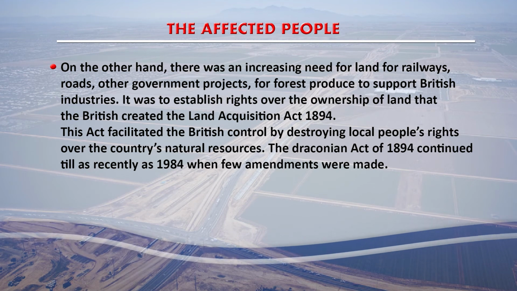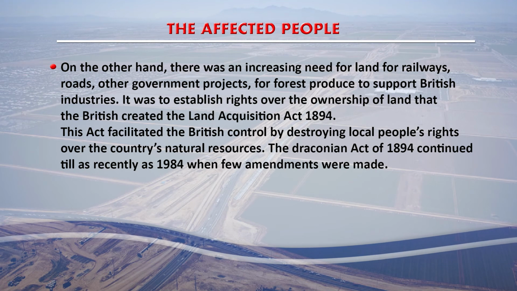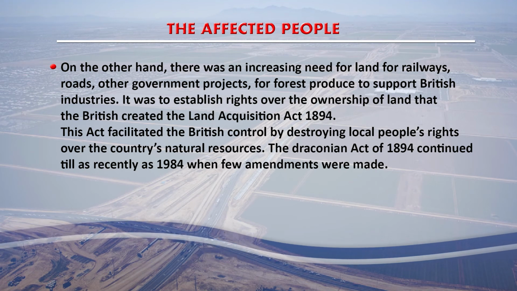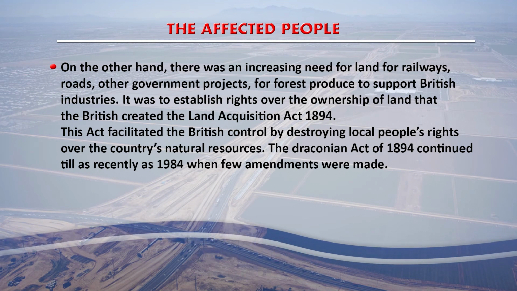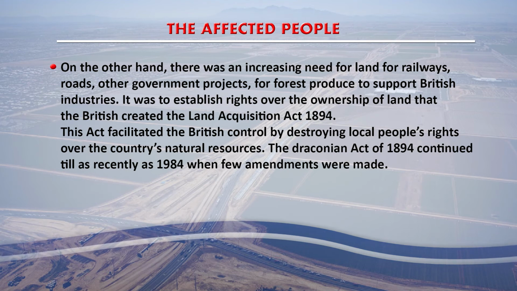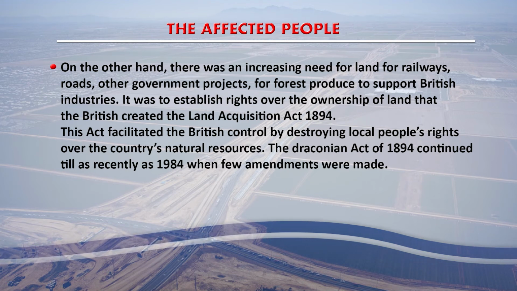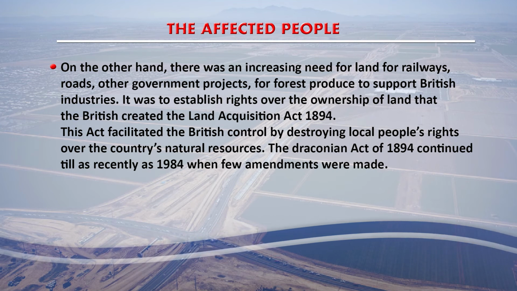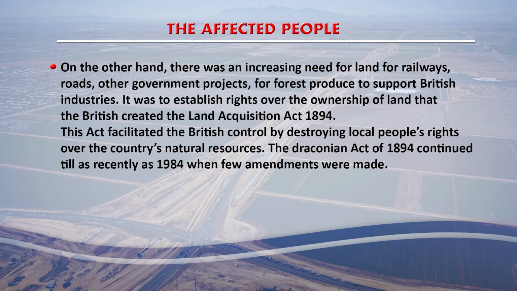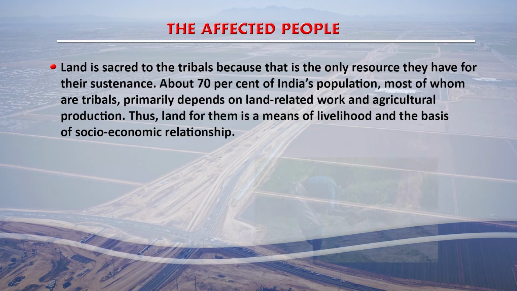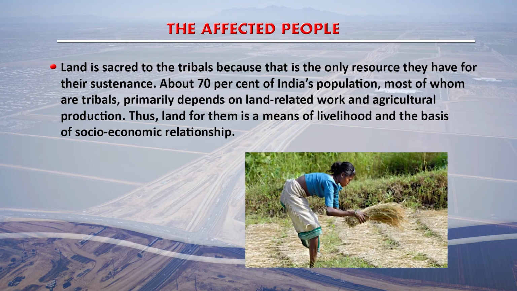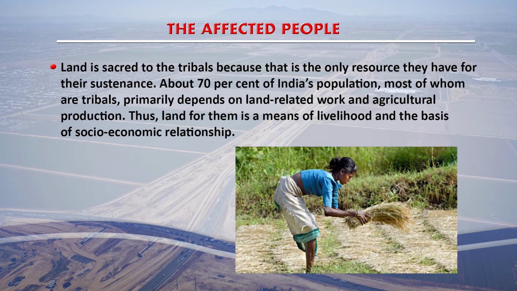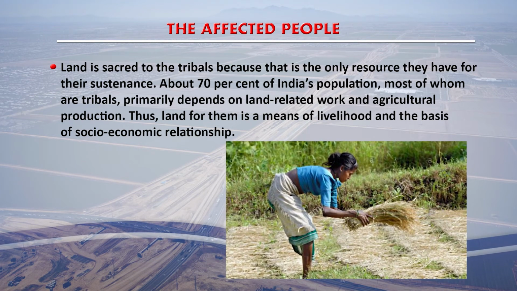This act facilitated the British control by destroying local people's right over the country's natural resources. The Draconian Act of 1894 continued till as recently as 1984, when a few amendments were made. So, land is scarce to the tribals because that is the only source they have for their sustenance.